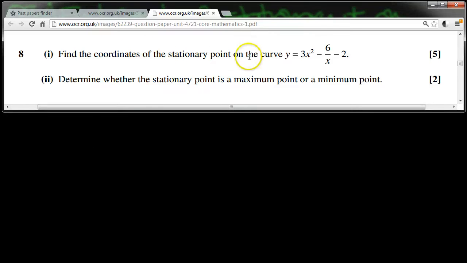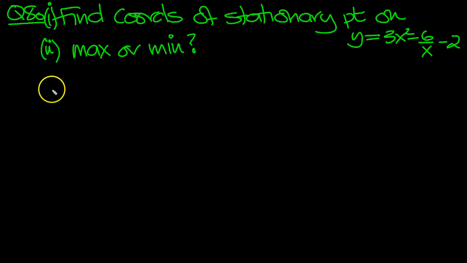Find the coordinates of the stationary point on the curve y equals 3x squared minus 6 over x minus 2, and determine whether the stationary point is a maximum point or a minimum point. So let's have a little look at this then. We need dy dx then.